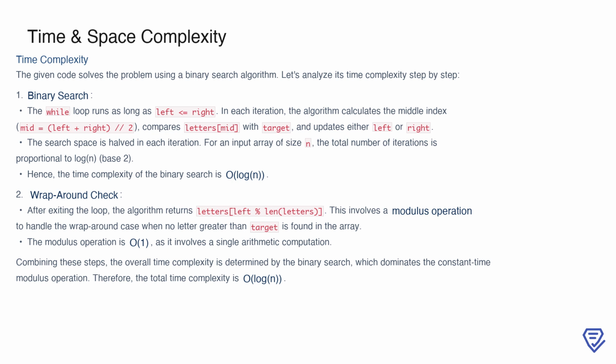Once the loop completes, the wraparound case is handled using a modulus operation, which is a simple constant time operation. Since the binary search dominates the overall process, the total time complexity of the algorithm is O(log n). This makes it highly efficient for searching in sorted arrays.